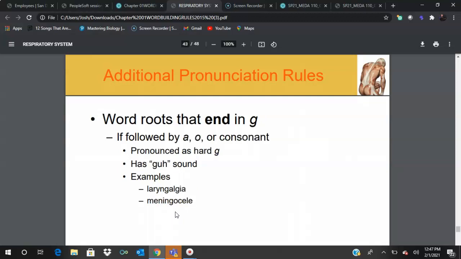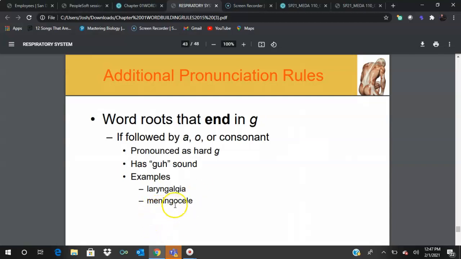Now, if we take that G at the end of a word root and put an O or a consonant next to it, then we get the hard G sound. So these words are a little different. This is laryngalgia. This is a special word because it's got the hard G sound here, and then the soft G sound here. So it's laryngalgia.